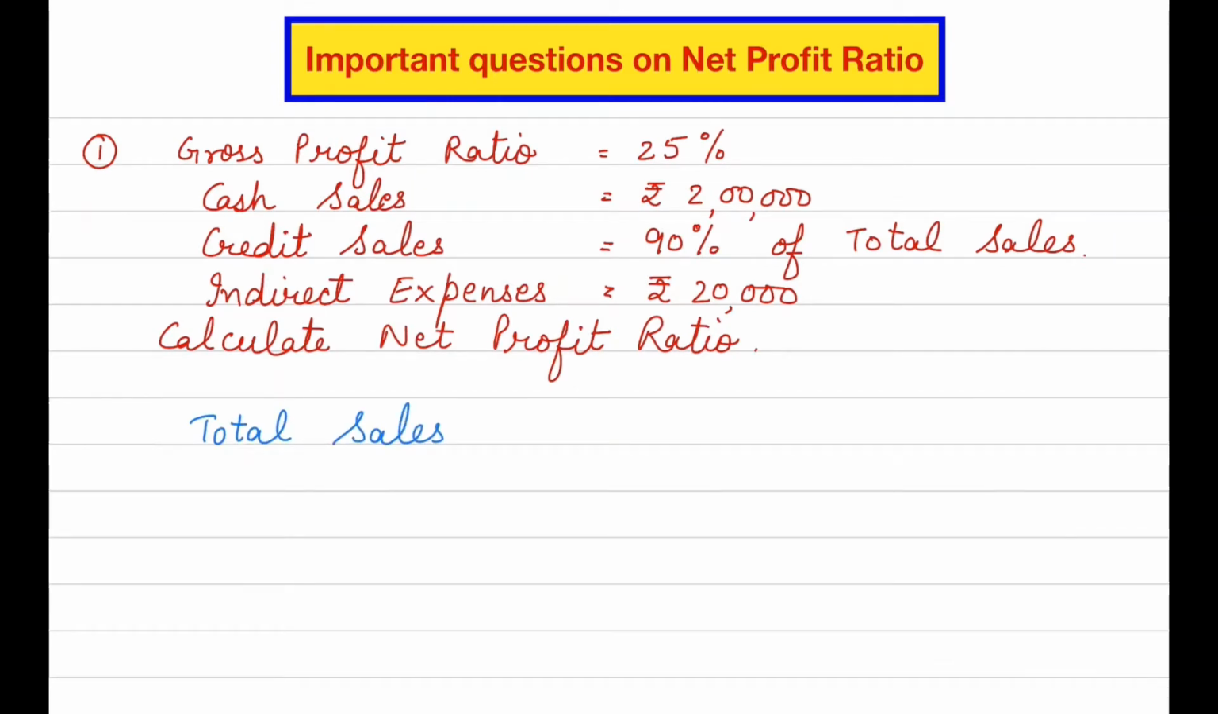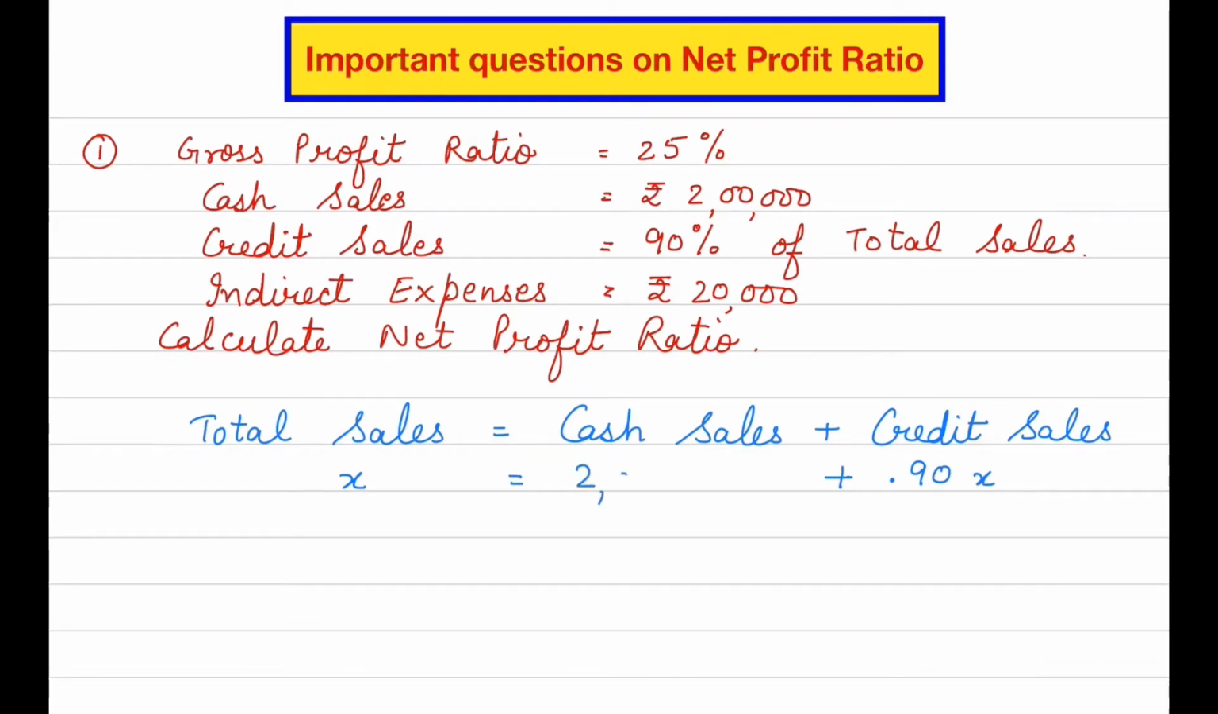Total sales can be calculated as cash sales plus credit sales. So in this question you can see that total sales are not there. So therefore we will assume total sales as X. And if you see the credit sales, it is given 90% of total sales. That means 90% of X, and you can write it as 0.90X. Cash sales are already given in the question, that is rupees 2 lakh.